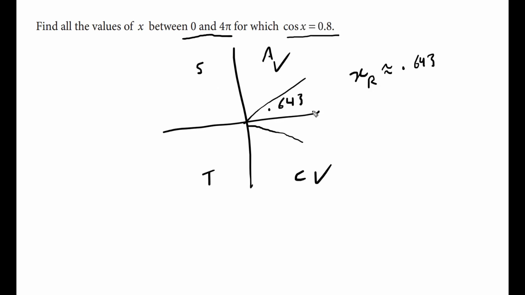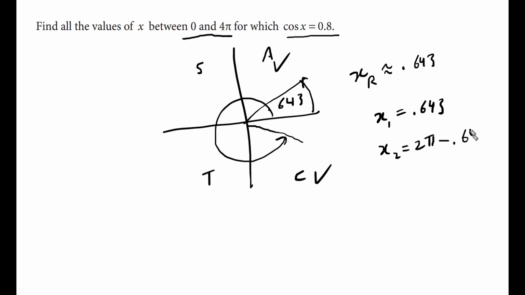And so when you're talking about the angles x between 0 and 4 pi, that's 2 full revolutions. So the first angle, x1, is equal to 0.643. The next solution is going to be this far, which is 2 pi minus 0.643. And the next solution is going to be basically x1, the first solution, plus 2 pi all the way around. So it's going to equal 0.643, essentially the first solution, plus 2 pi.